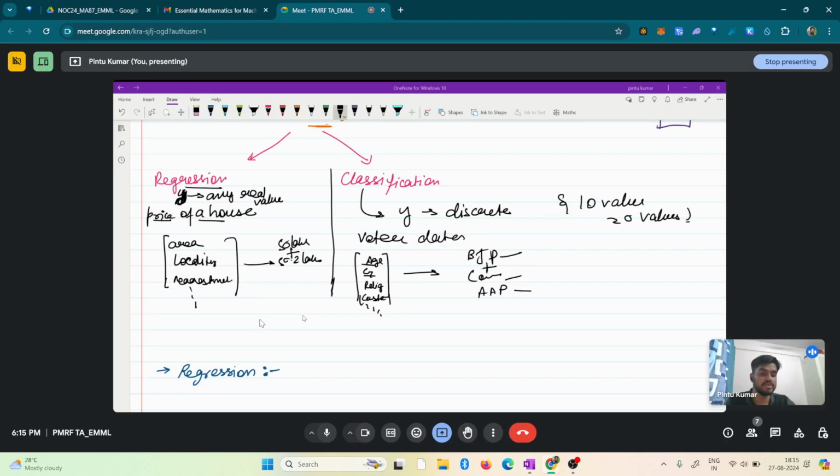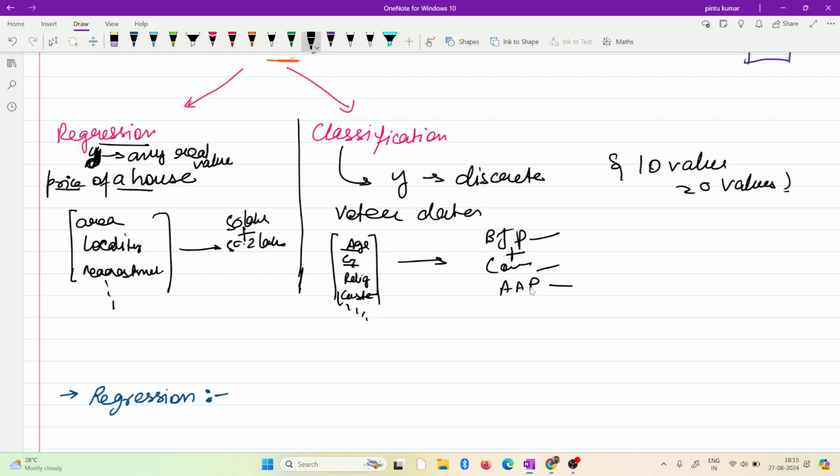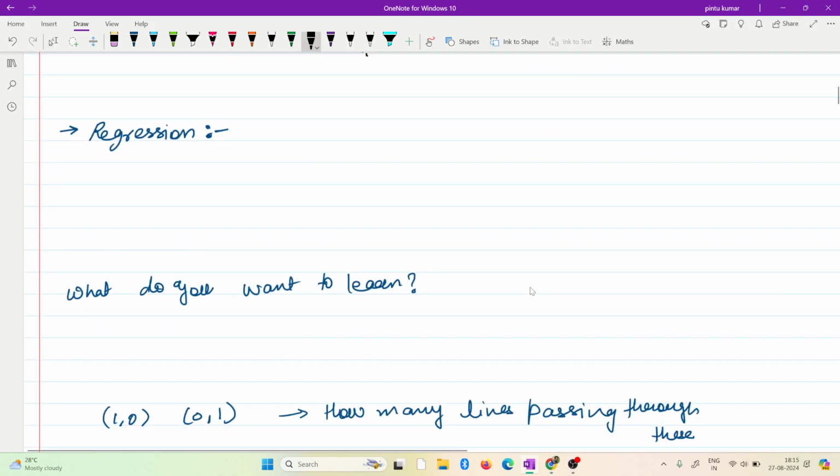Whatever I have discussed till now, is it clear or is there some doubt in it you can ask? No, sir, got it. Okay. So in regression, what you have to do is you have some data point, and you want to predict some y, and y takes continuous values.